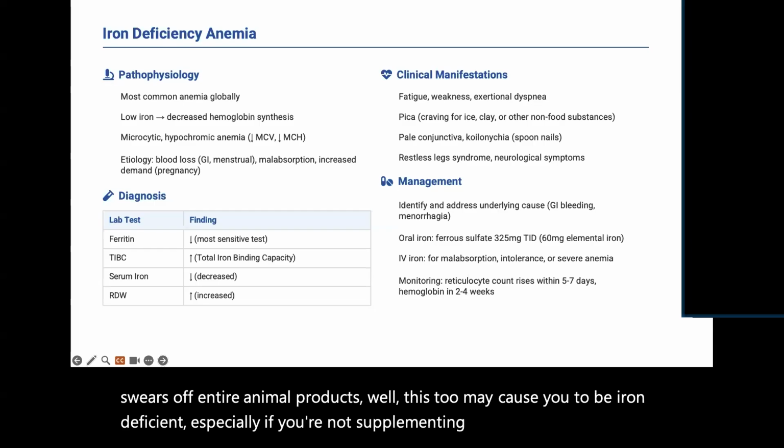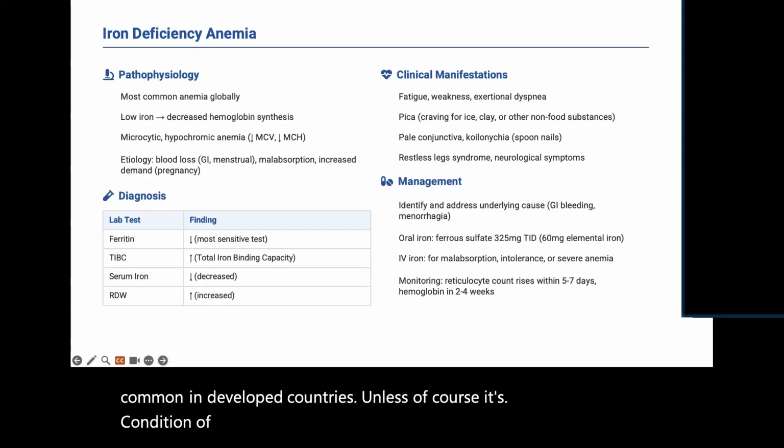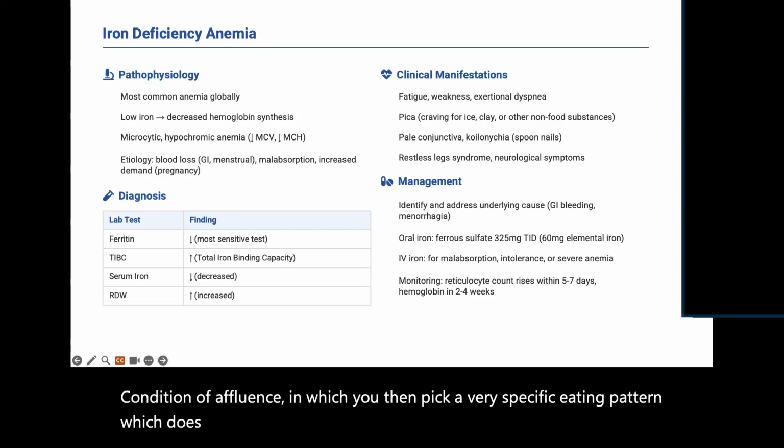So poor diet is less common in developed countries, unless, of course, it's a condition of affluence in which you then pick a very specific eating pattern, which does not include all the nutrients.